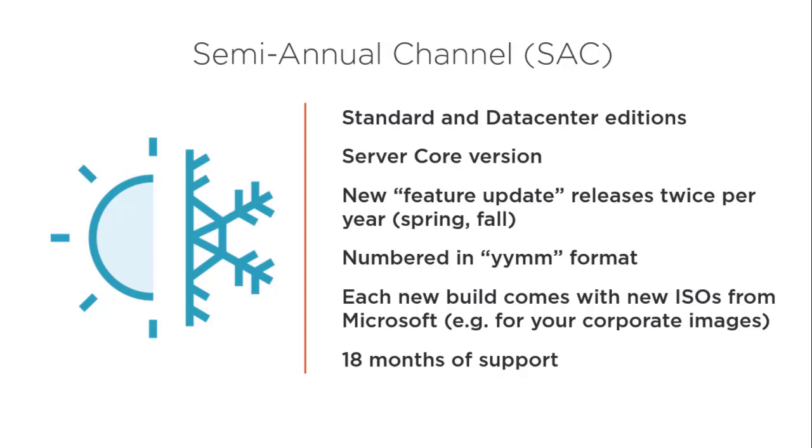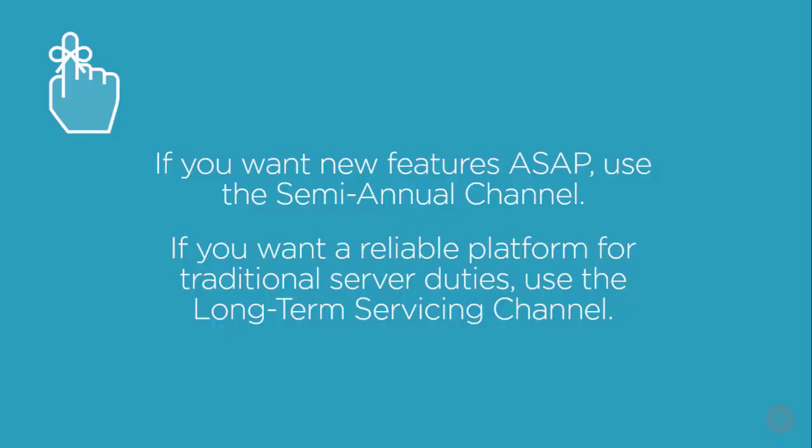This is not applicable for desktop experience. In this case, a new feature update is released twice per year, spring or fall. It will release after 6 months in a year, numbered in YYMM format. Each new build comes with a new ISO from Microsoft for your corporate image. This type of channel has 18 months of support. And the other one is supported up to 10 years, 5-year standard and 5-year extended warranty.